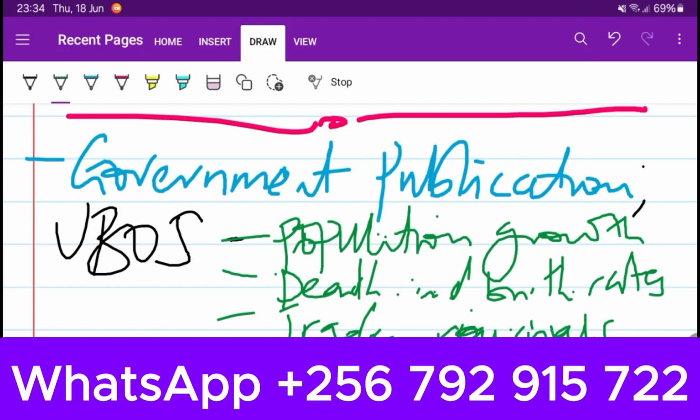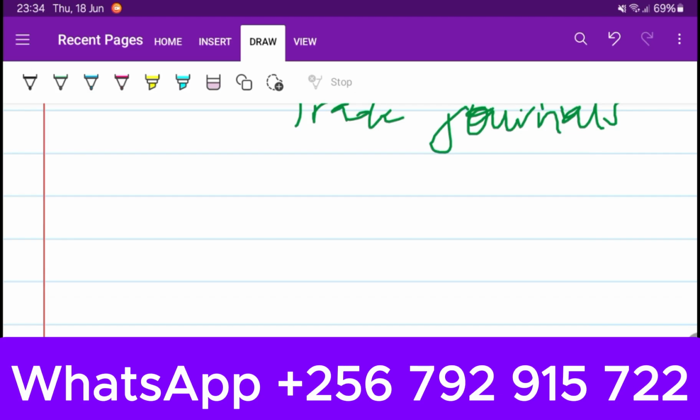And so many other information that can be done by government publications. So let's look at the other entity where we can get the information.